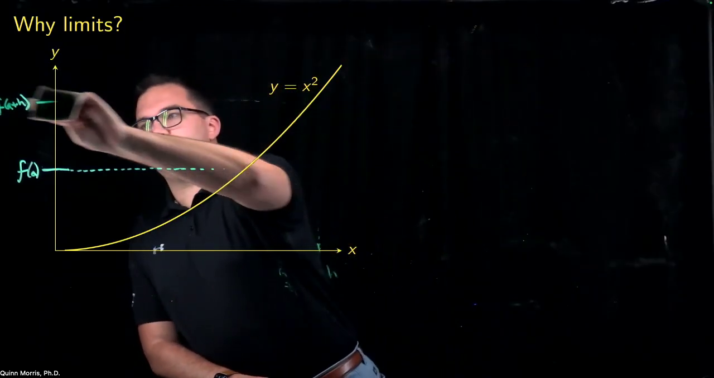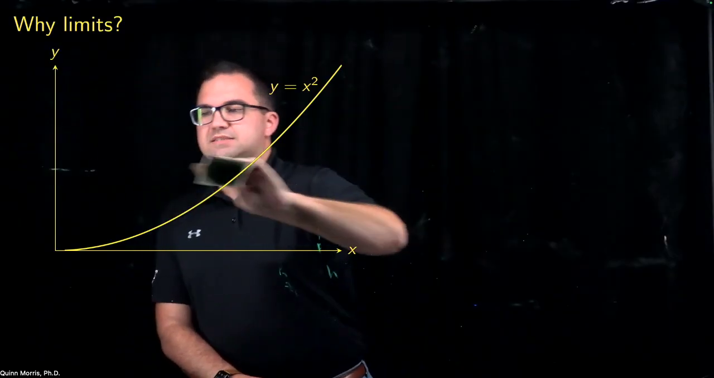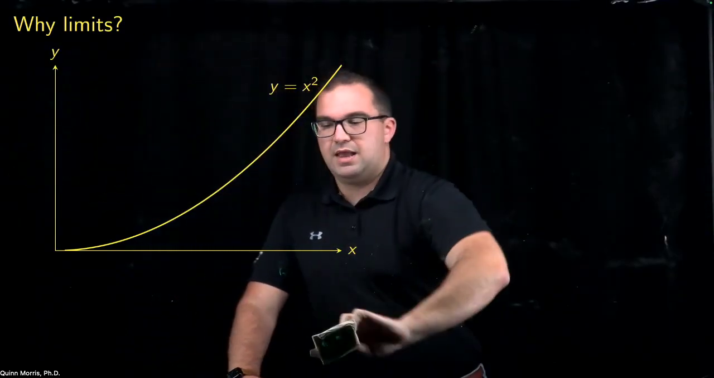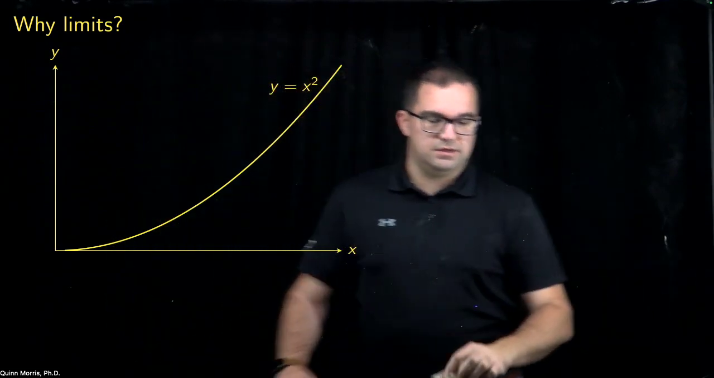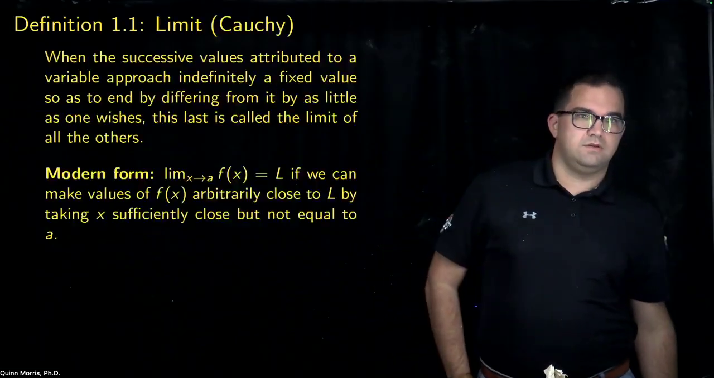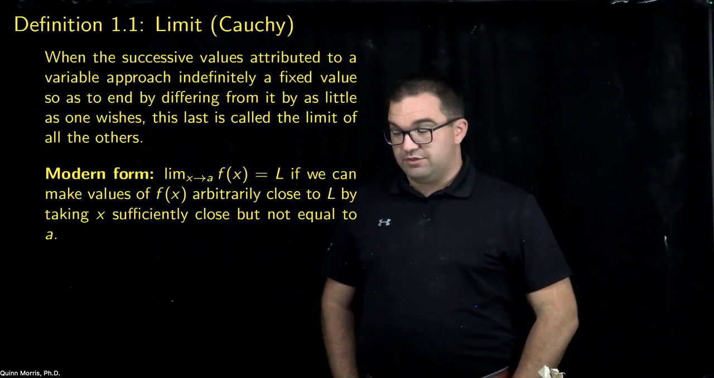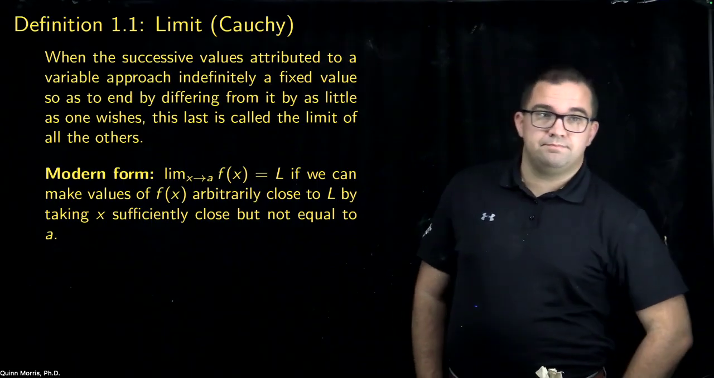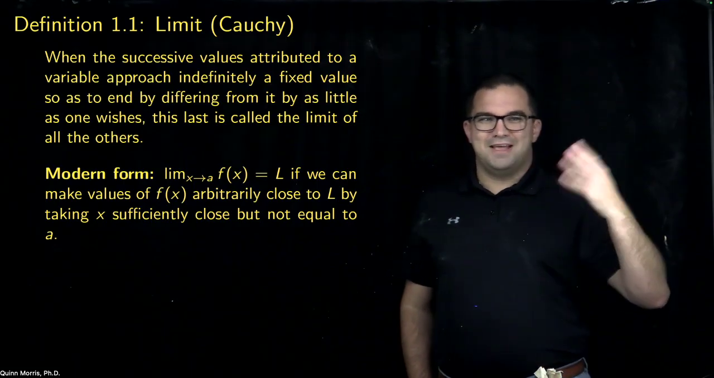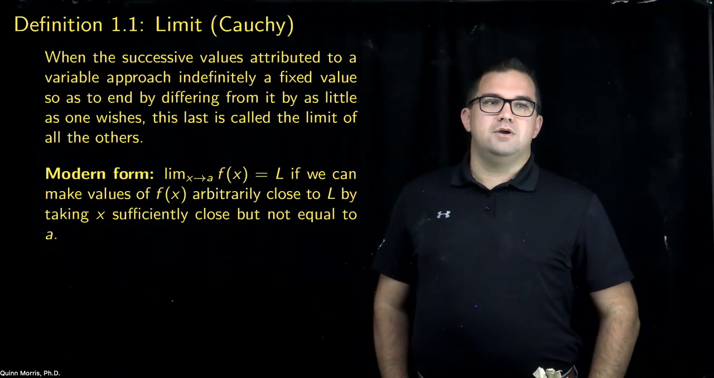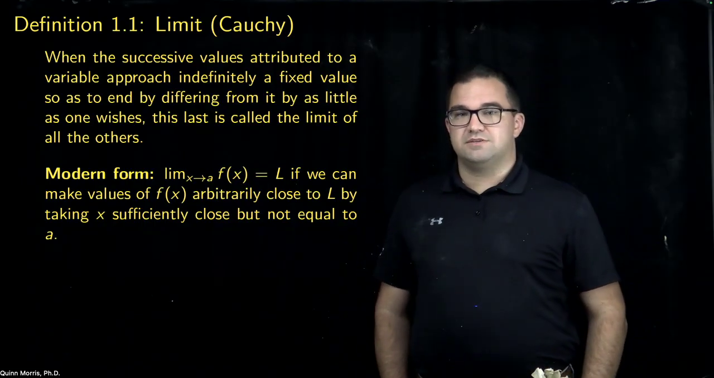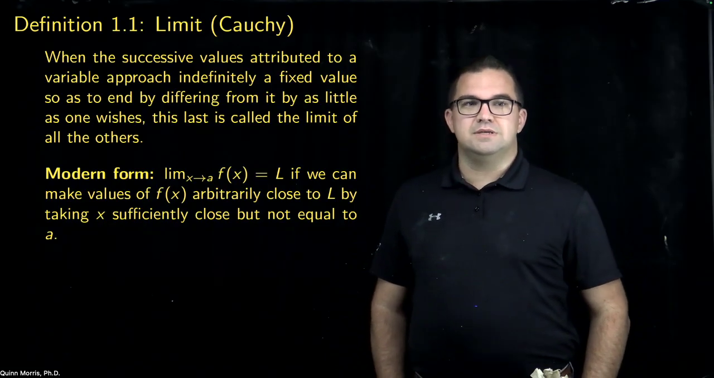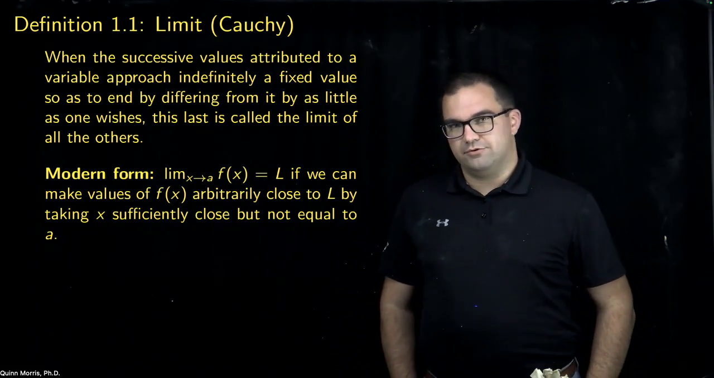So what we want to do then is start by trying to make sense of this notion of a limit. And I'll start by sort of giving you a bit of historical context. One early definition of the limit is due to Cauchy. And this is sort of the translated version here. So when the successive values attributed to a variable approach indefinitely a fixed value, so as to end by differing from it by as little as one wishes, this last is called the limit of all others.